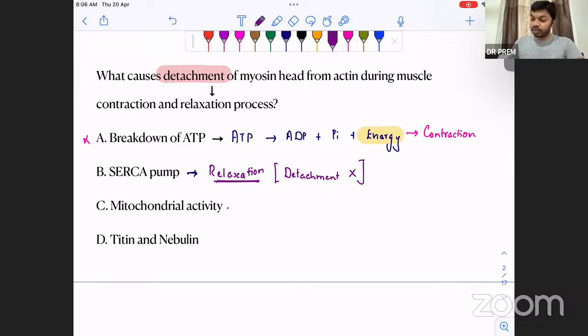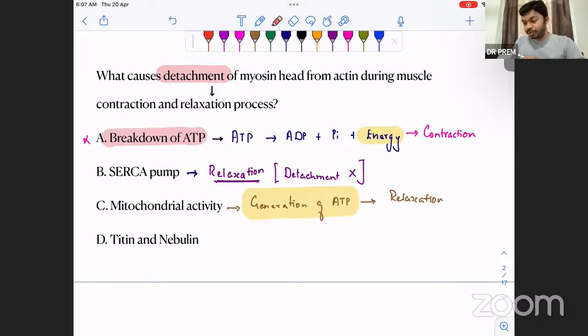Mitochondrial activity. Mitochondria is going to generate adenosine triphosphate. With generation of adenosine triphosphate, there is going to be relaxation. So what you need to understand here is that relaxation is brought about by generation of ATP and not breakdown of ATP, doctors. Please remember, breakdown of ATP is not going to contribute to relaxation. It will power contraction.